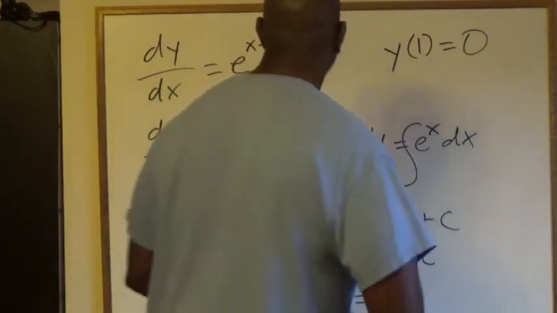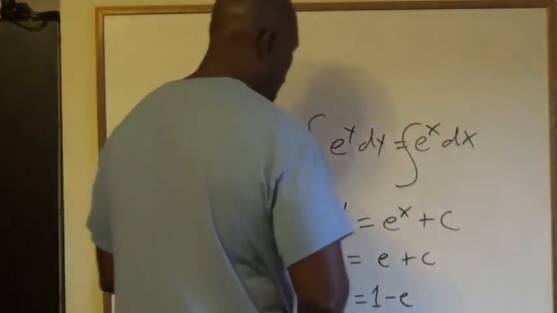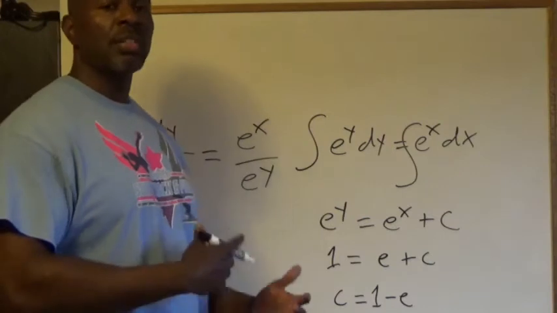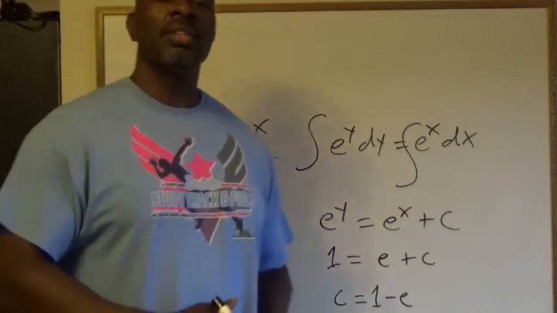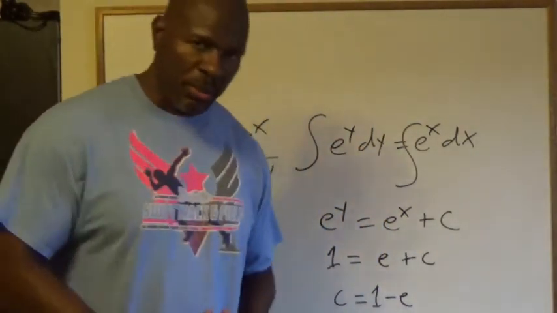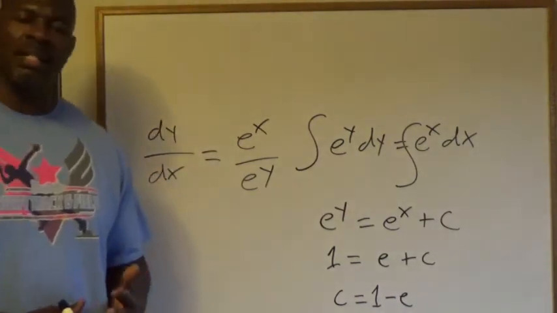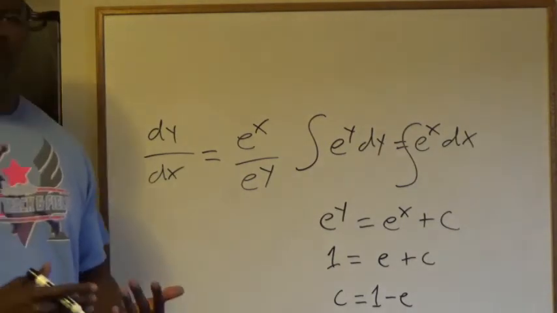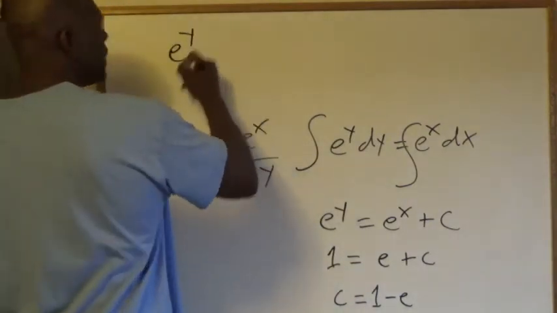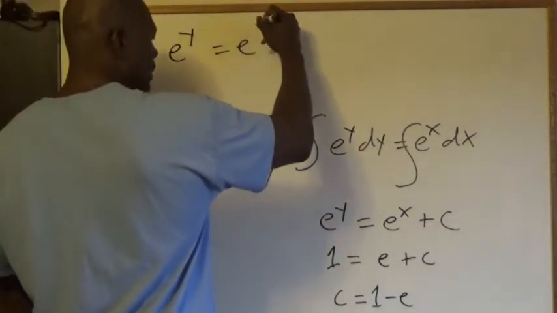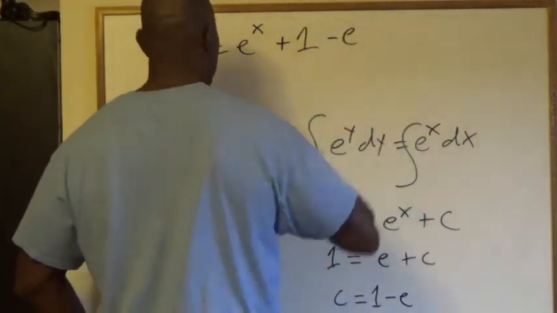So now, let's put it in y equals form. Again, our process of finding the particular solutions to these differential equations with the given initial condition is to first separate, then integrate, then use the initial condition to find the value of c, and after that it's basically an algebra game of putting it in y equals form. So let's see what we have. This is our equation right here, correct? So e^y equals e^x plus 1 minus e.